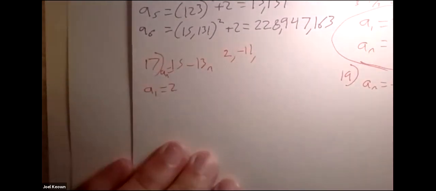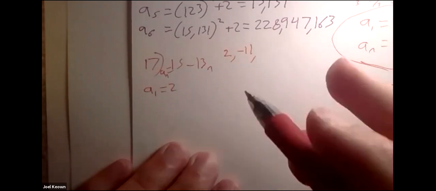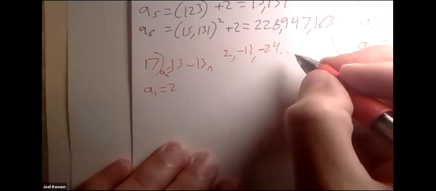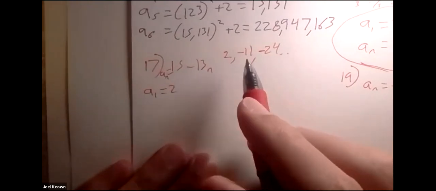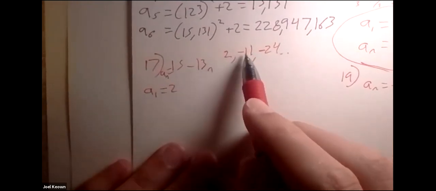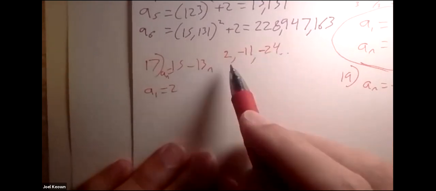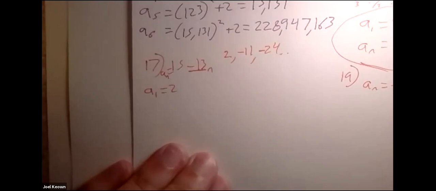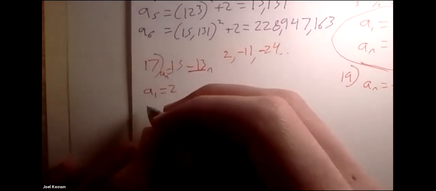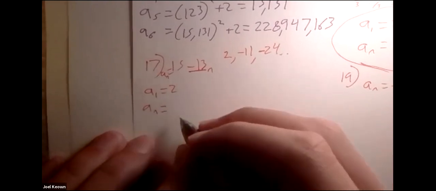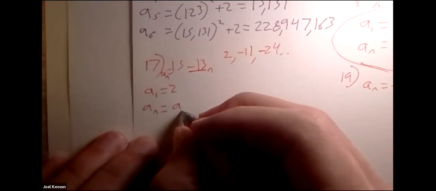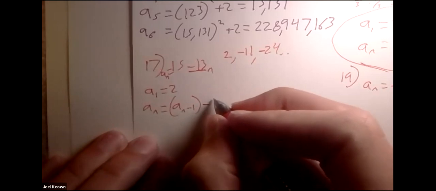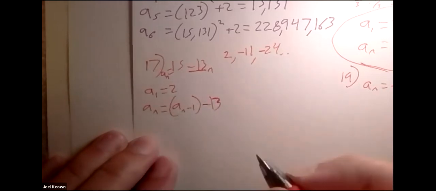What if I plug 3 in for n? 15 minus 13 times 3. It gives me negative 24, and it keeps going. What's my pattern? Well, my numbers keep going down by 13. I keep subtracting 13, which makes sense because of the minus 13 in there. So I'm going to say a sub n equals, I take my previous term, subtract 13.